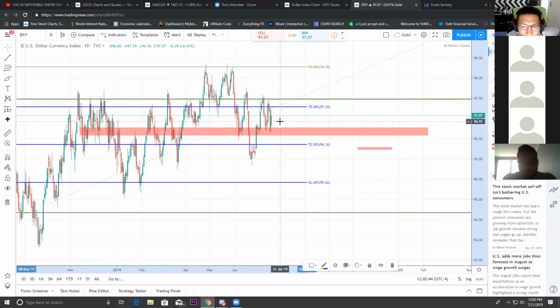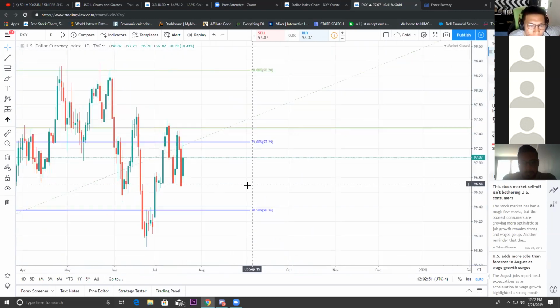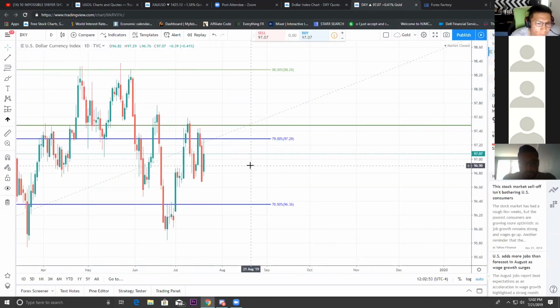It looks like the bears took over. Zoom in more. That's a sell zone. You see that engulfing candle, and then the next bullish candle tried to take out the bears. It looks like they're still in control.